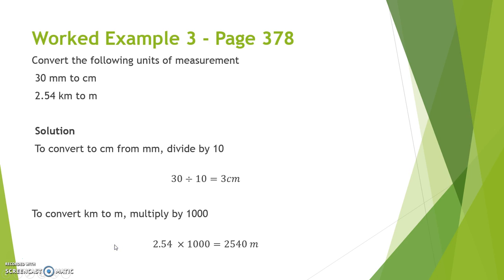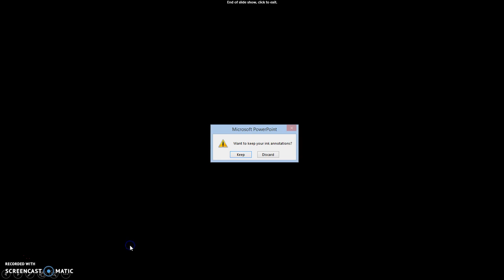So these are some basic examples from your textbook. Millimeters to centimeters, we know that we're changing by a factor of 10 between millimeters and centimeters from our diagram. And we're dividing because we're going to the bigger unit, which means we have fewer values in there. So 30 divided by 10 is 3. Kilometers to meters, as we change from kilometers to meters, we're changing by a factor of 1,000. So we're multiplying by 1,000 because there's more meters in a kilometer. So 2.54 multiplied by 1,000 is 2,540 meters. And that's the end of that lesson.